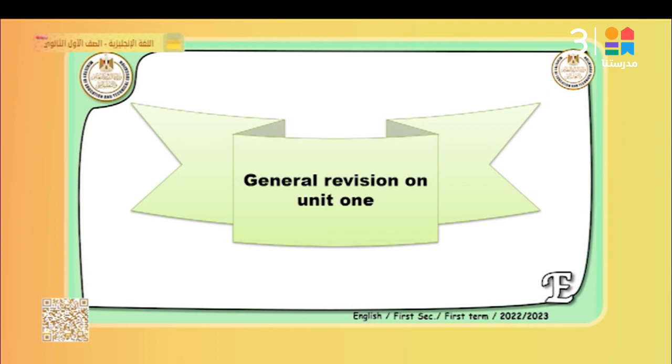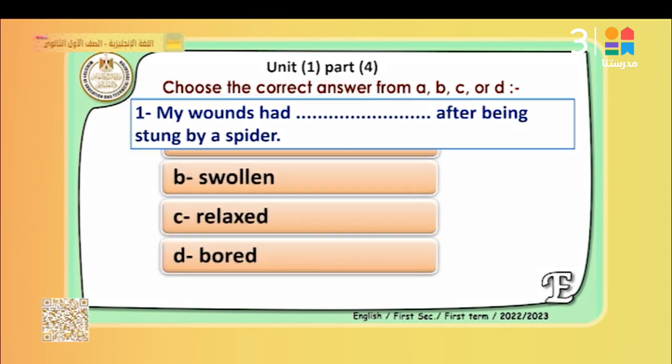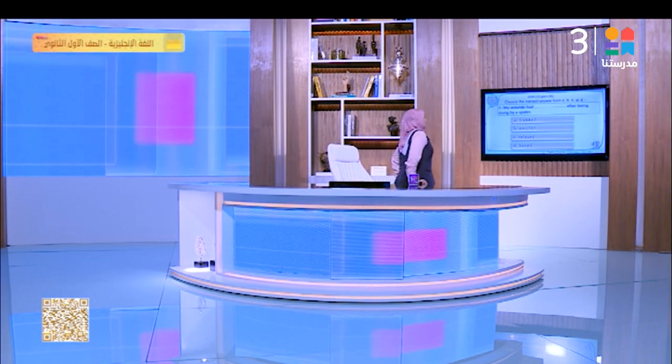Now we are going to do a general revision on the unit. We want to revise the vocab, the grammar, and the translation. Let's start together. Question number 1. Once had after being stung by a spider. What happened to our once when we are bitten by a spider? We have the word tracked, the word swollen, relaxed, or bored.